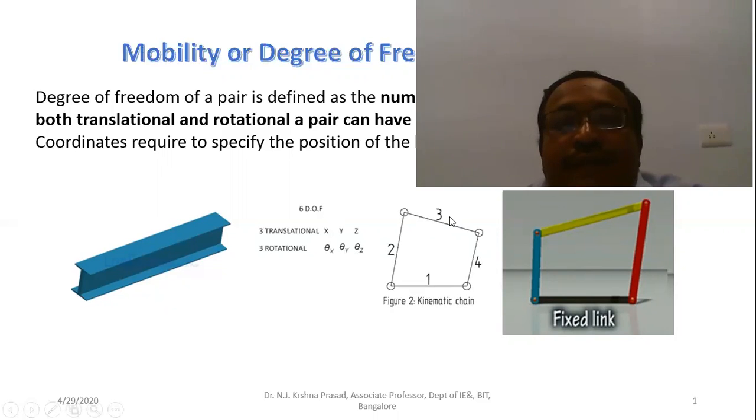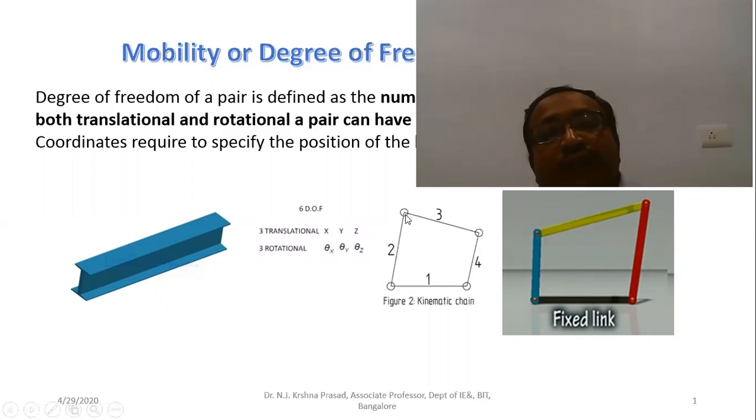A kinematic chain is a combination of kinematic pairs, and each link is connected to the pair so that the relative motion between each link is completely or successfully constrained motion. In a kinematic chain, if one of the links of the kinematic chain is fixed, then it is called a mechanism.